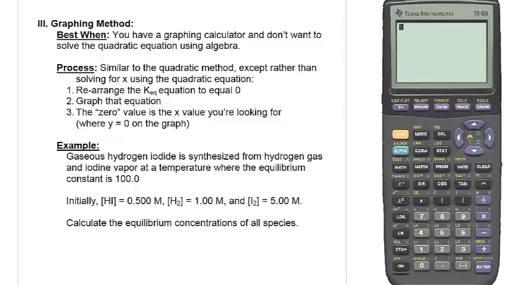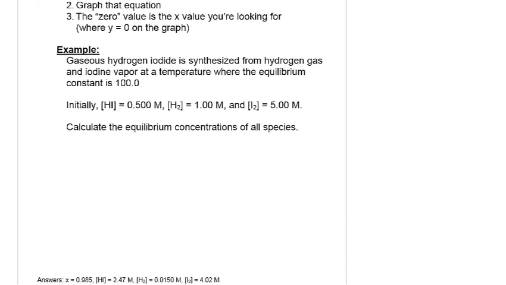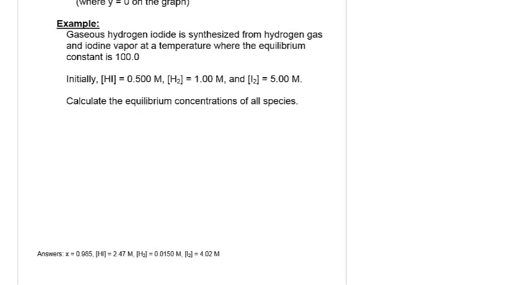So the process here is to set up your ice chart and your KEQ equation just the way you've been doing. But then you're going to rearrange the KEQ equation so that it equals 0. You will then graph that equation and find the 0 point. So here's our example problem. I would like you to go ahead and try to set up your ice chart and KEQ equation, and then tune back in to check and make sure that you did it right.